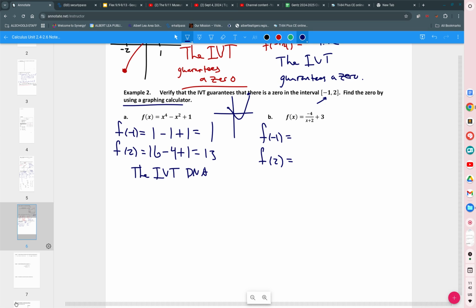-4 divided by 1 is -4, plus 3 is -1. So the first value spits out a negative. I then plug in 2. I get -4 over 4, which is -1, plus 3 is 2. So does there have to be a 0? Yep. There does. The intermediate value theorem will guarantee it. When we get back from your lunch break, we are then going to use our calculator and find it. So we will pause there.